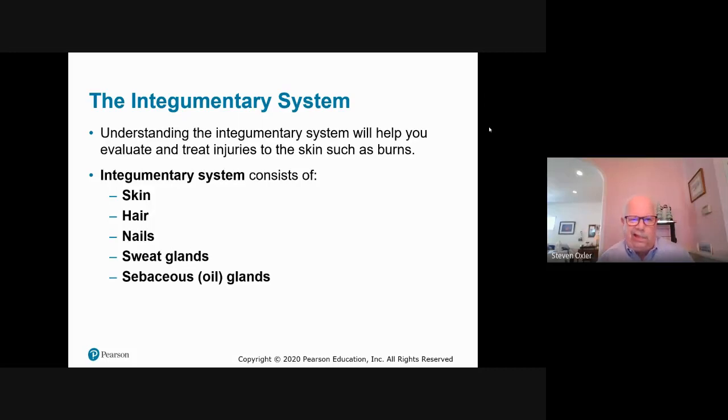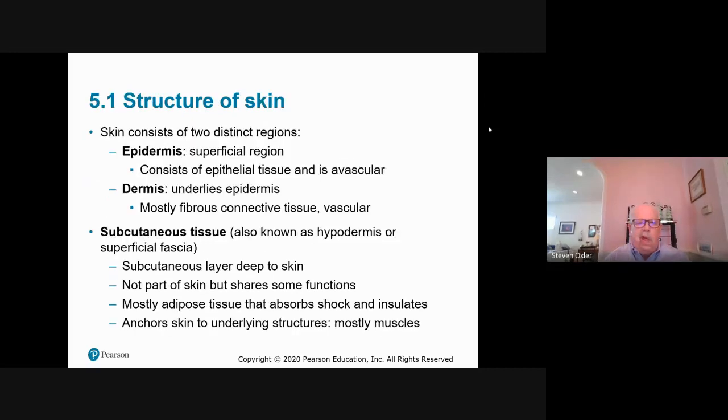The integumentary system consists not only of your skin, but also of hair, nails, sweat glands, and oil glands, otherwise known as sebaceous glands. So we're going to talk about everything in the system. All right, the structure of the skin.